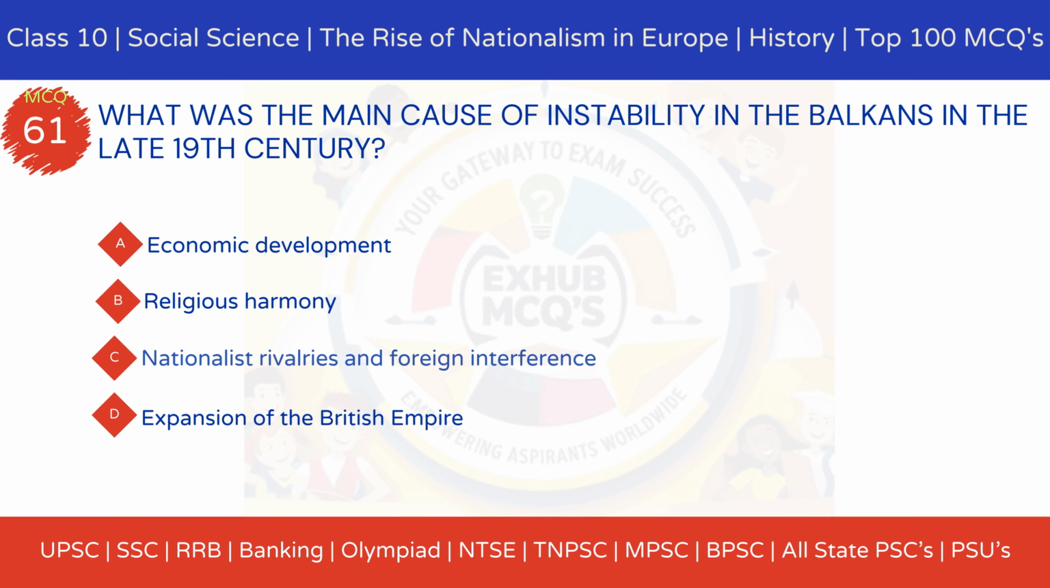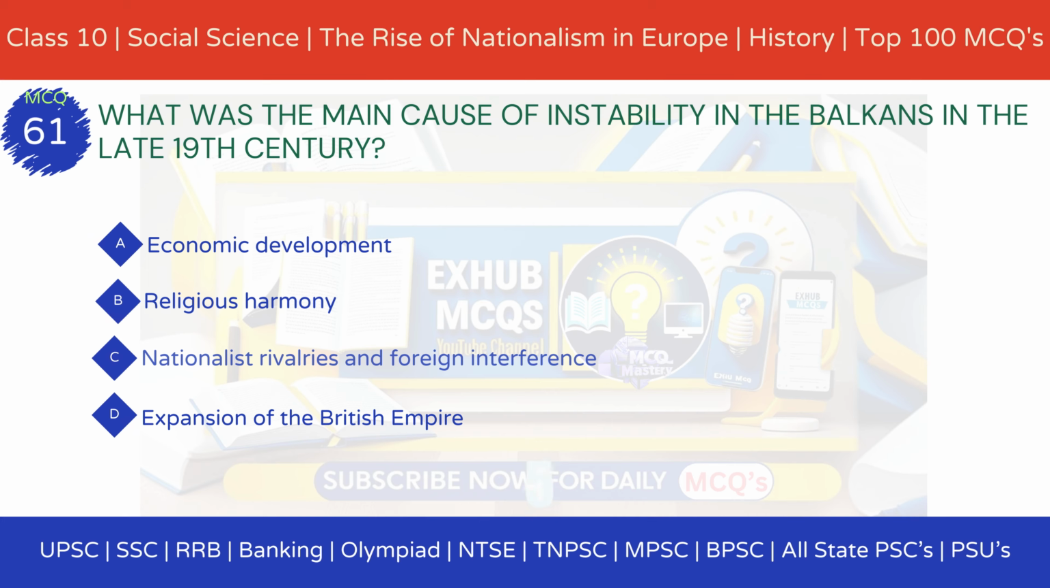MCQ 61. What was the main cause of instability in the Balkans in the late 19th century? Option A, economic development. Option B, religious harmony. Option C, nationalist rivalries and foreign interference. Option D, expansion of the British Empire.